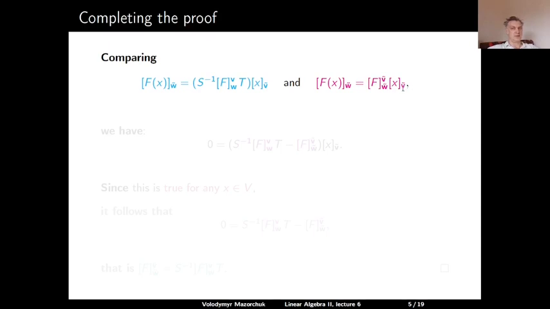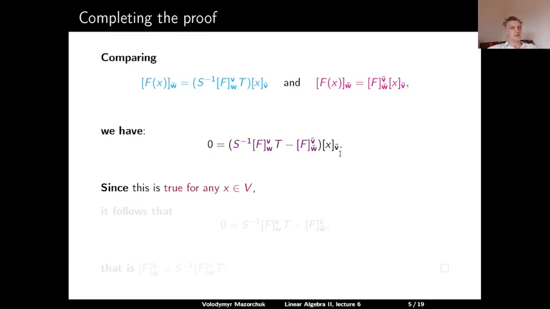So if we subtract one of these equalities from the other, the left-hand side disappears, it becomes 0, and on the right-hand side we can move out the coordinates of x with respect to V tilde to the right using distributivity, and we will get that 0 is equal to the difference between S inverse, the old matrix of F, times T, minus the new matrix of F, times the coordinates of x in V tilde. And this equality is true for any element x in V, in particular for any vector, which you can write here on the right-hand side.